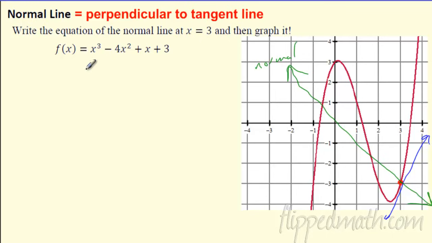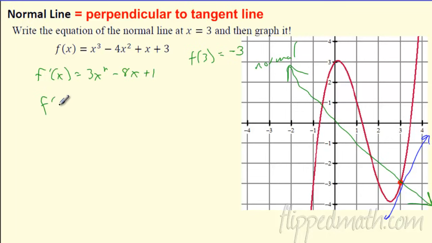So first things first, let's find when x is 3, what is y? I'm going to cheat and use a picture. You could find the f of 3, but if I plug 3 in, what comes out? Well, here it is right here, negative 3. So there's the point in question. So let's go ahead and find the derivative and multiply this out. We get 3x squared minus 8x plus 1.